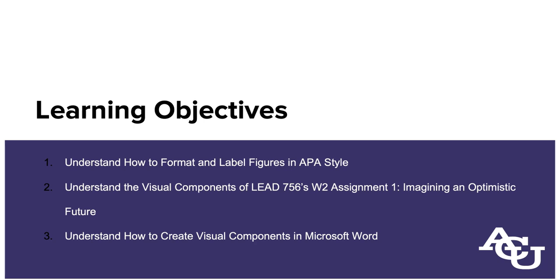Alright, so we're going to focus on three objectives today. First, how to format and label figures in APA style. Second, the visual components described in Leadership 756 Week 2 Assignment 1 to understand what that is asking. And then we'll finish by looking at how to create that sort of visual component called for in the assignment using Microsoft Word. Now, there are many other tools that you can use to create visual components, but ultimately you will have to format in Microsoft Word as part of your APA course paper, so we're going to show you how to use that because we know you'll have it available.